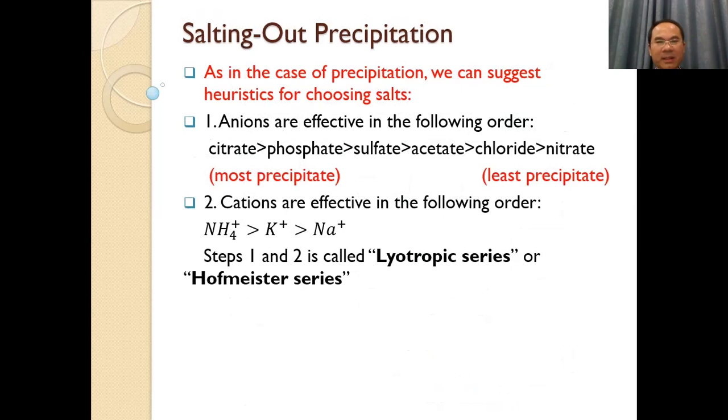This is the ranking of anions effective for salting out. And for cations, the effective order is that ammonium ion precipitates better than potassium, which is better than sodium. We call these the Hofmeister series, or lyotropic series. For the first two, we call them the lyotropic series or Hofmeister series.